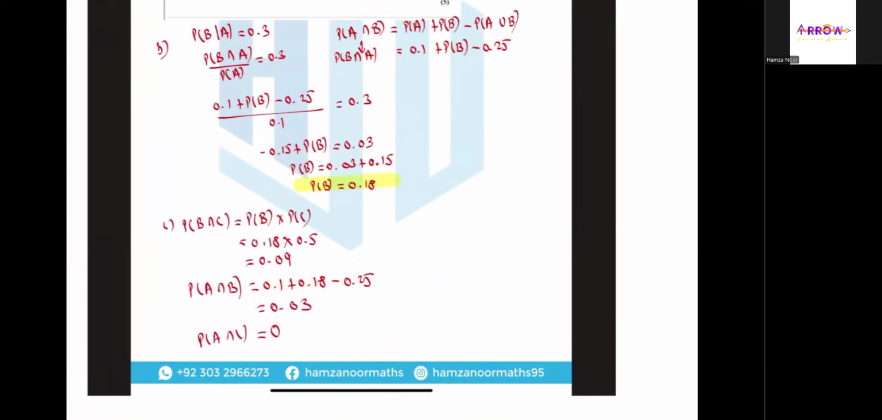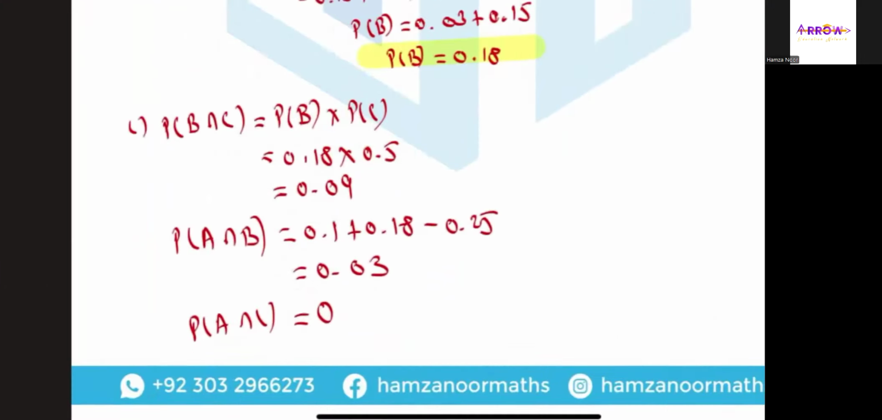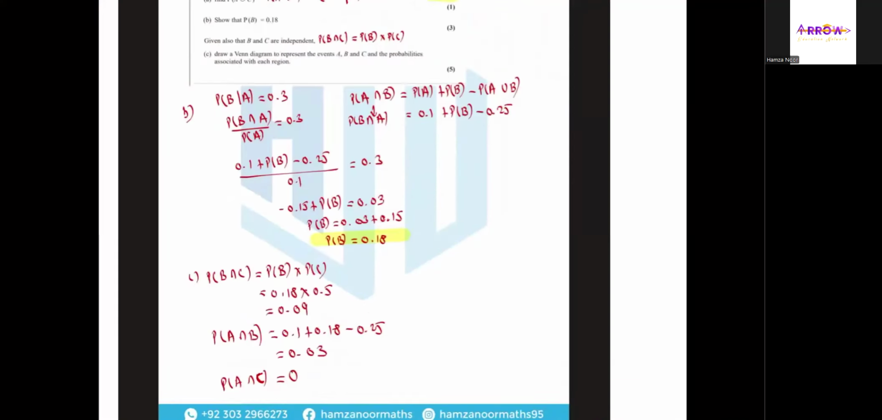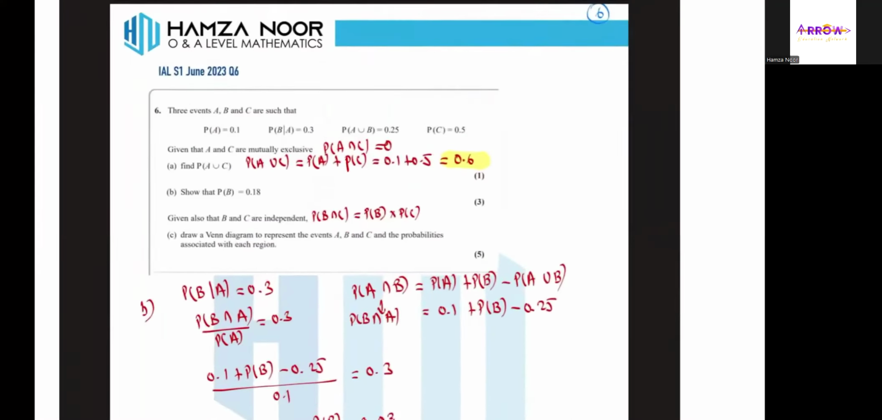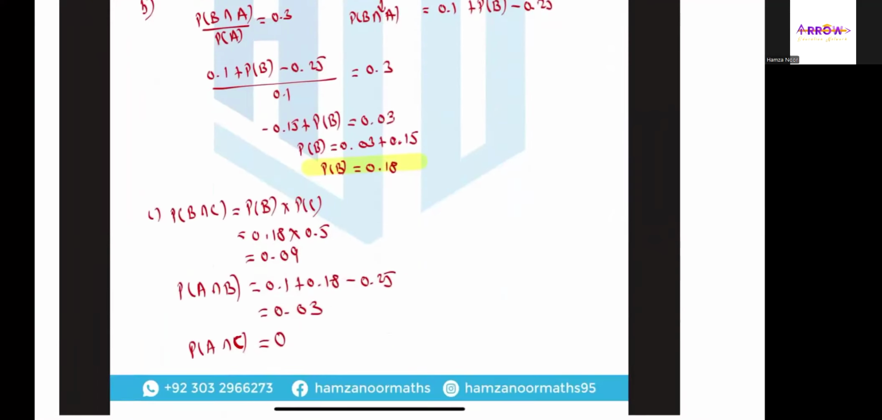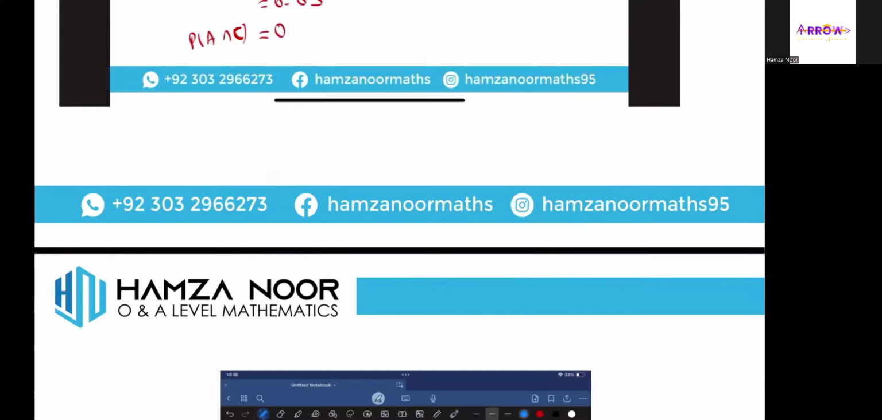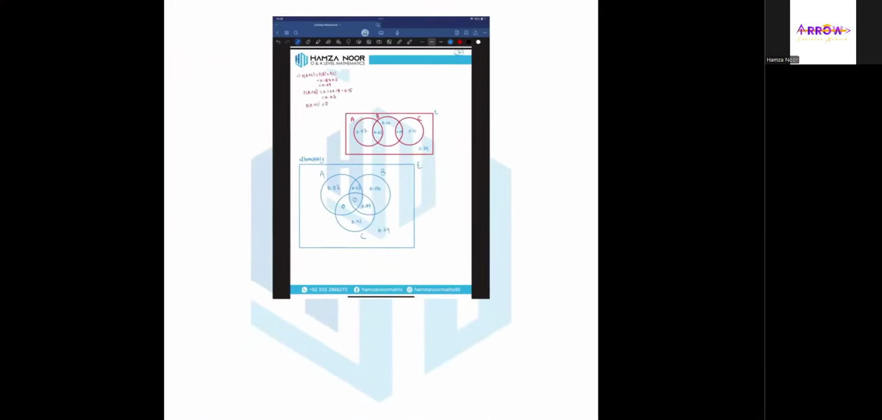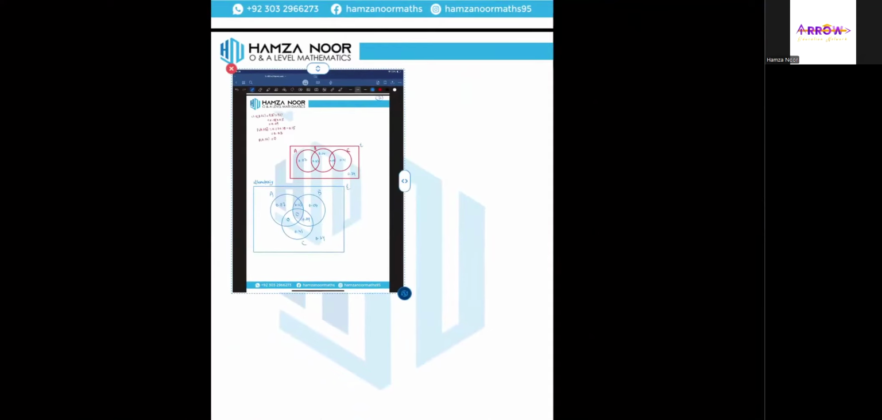And as we know, A intersection C will be equal to 0 because A and C are mutually exclusive. So we can say that the probability of A intersection C is equal to 0. There would be no overlap between the circles of events A and C. Okay, so here is the final page. I'll just enlarge the picture.